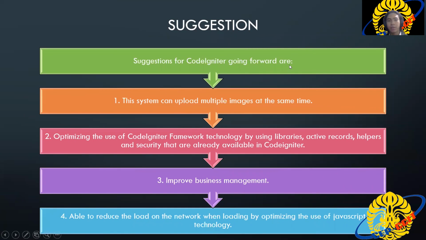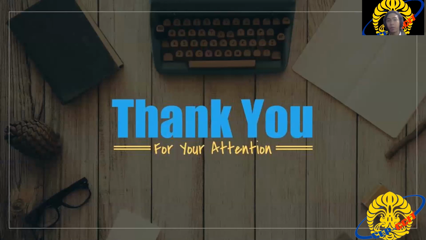So next, this is our suggestion for the CodeIgniter framework. The first one is we want the system to be able to upload multiple images at the same time. Second is optimizing the use of CodeIgniter framework technology by using libraries, active records, helpers, and security that are already available in CodeIgniter. Third one is improve business management. The fourth one is to be able to reduce the load on the network when loading by optimizing the use of JavaScript technology. That is all for our presentation.